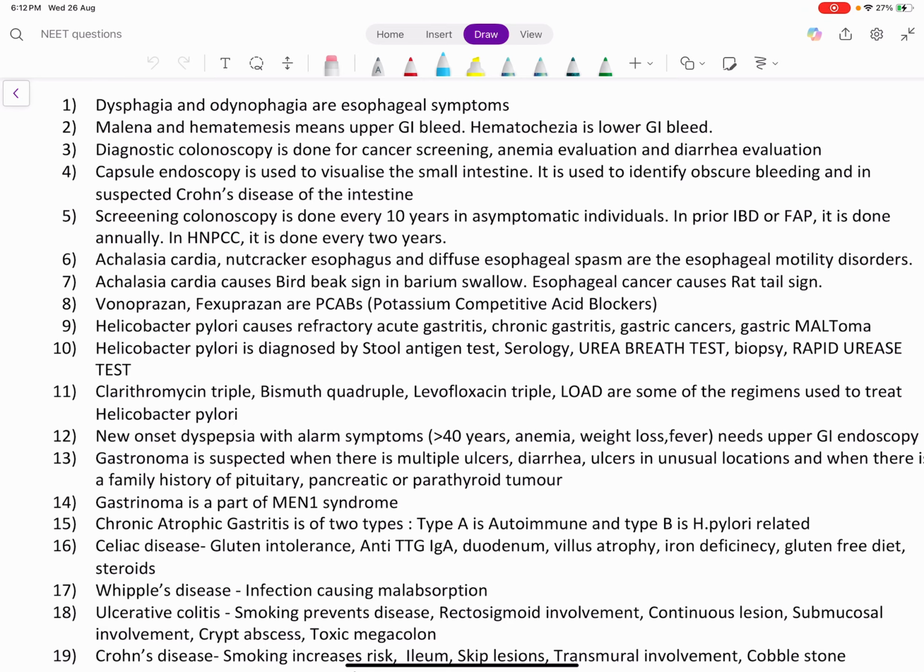Hematochezia is fresh blood through the anus. So hematochezia indicates a lower GI pathology. Melena indicates an upper GI pathology.